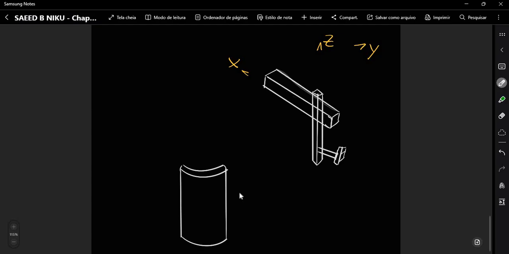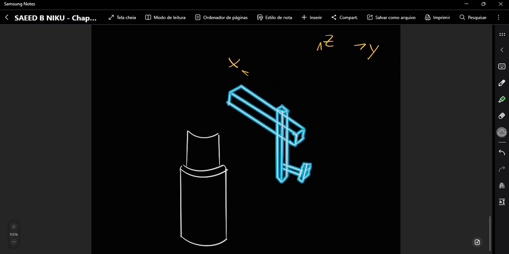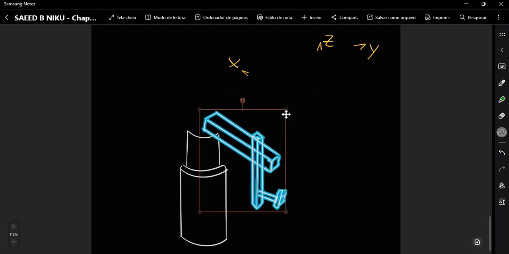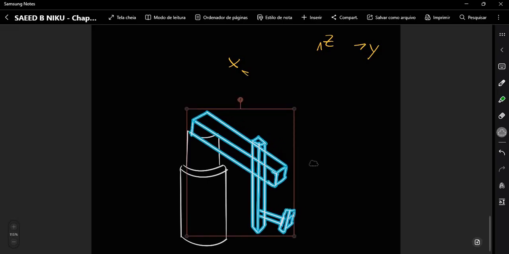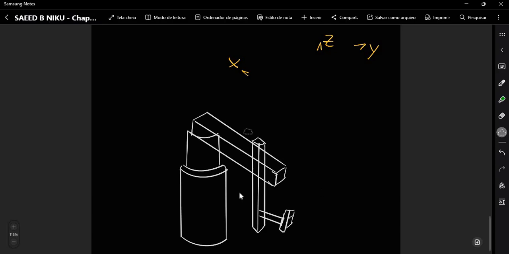Okay. And right here, I have to draw this a little longer. And now I will place this right here, above this cylinder. So we can illustrate its transformations: two translations and one rotation.